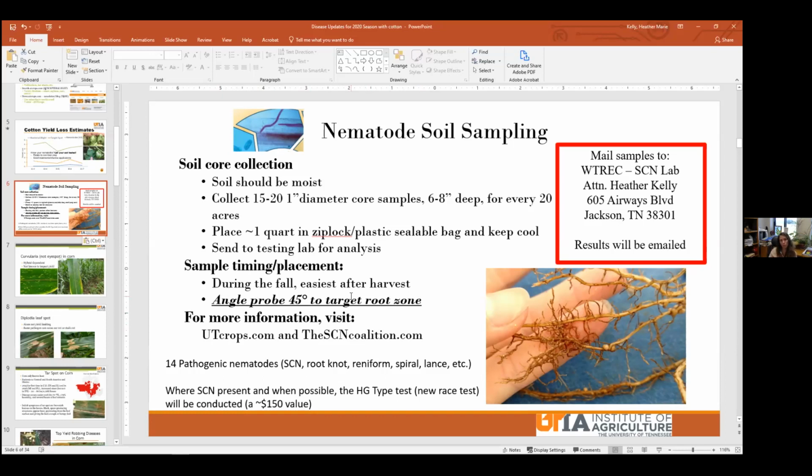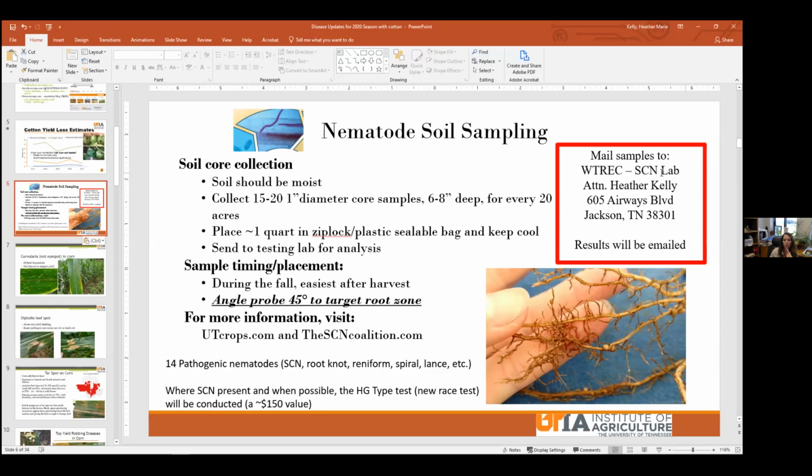If you just go up and down in between rows, that's not where the roots are. That's not where the nematodes are going to be. So again, when we send it off, we can get up to 14 pathogenic nematodes, it might even be up to 16 different pathogenic nematodes screened for. And previously, where we were finding soybean cyst nematode, we were doing HG type testing. We're not able to do that right now going forward.